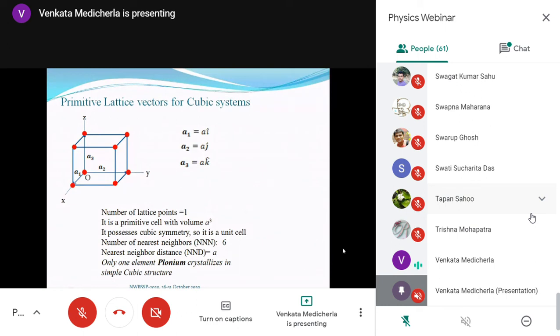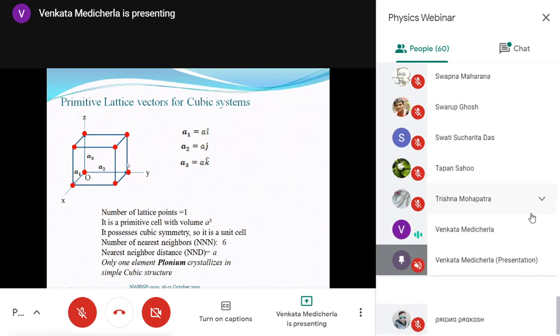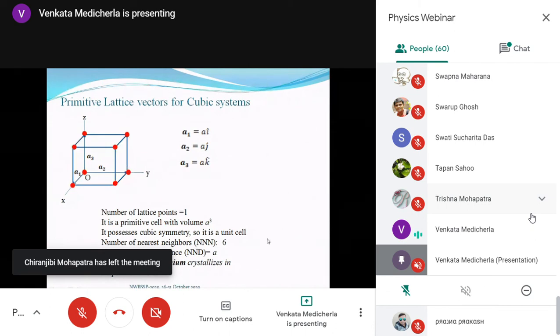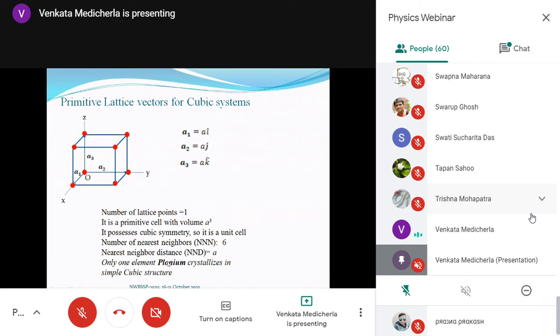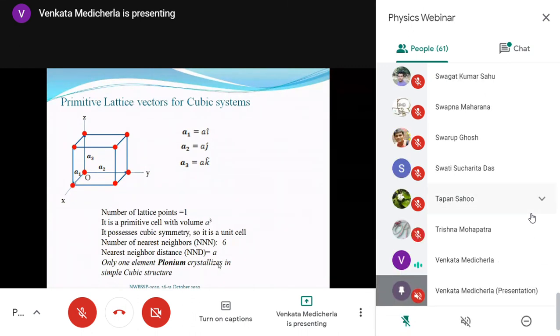What is the nearest neighbor distance? That's A only. What is the distance between these two? That is A, because that's the lattice parameter. Polonium is the only element that crystallizes in the simple cubic structure. In the whole periodic table, there is no simple cubic structure except polonium.